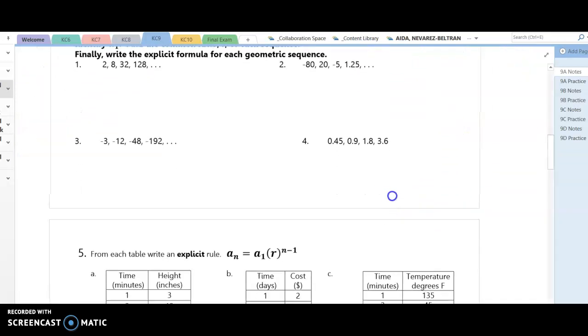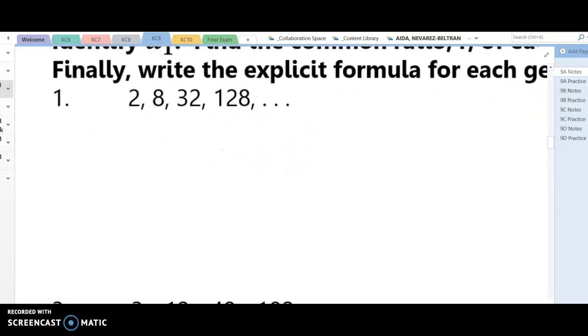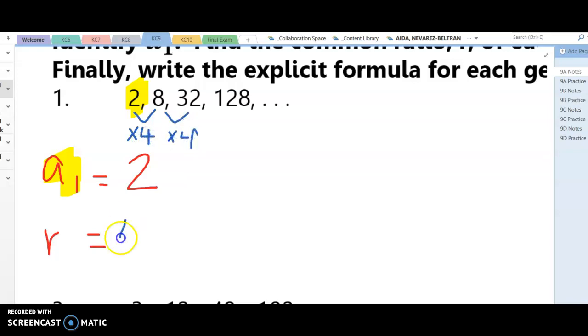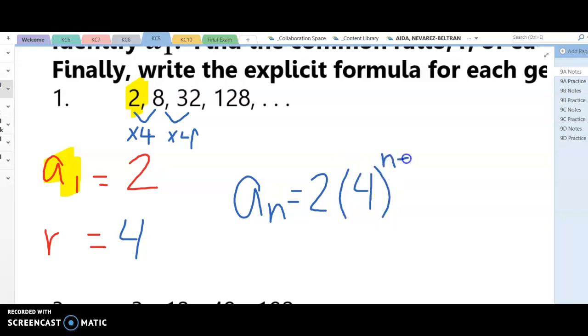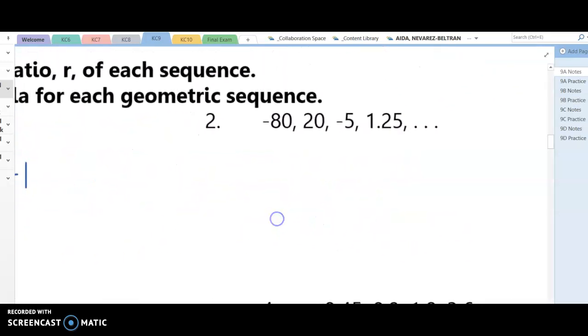Right, so now we're going to do a couple examples where it asks us to find the common ratio and then write the explicit formula. So the two things we need are A1 and R for all of our formulas. So A1 is the first number, so A1 is 2. Then R looks for the common ratio, so what your numbers are changing by. So each time you can see we are multiplying by 4. So our common ratio is 4. So our formula is going to be AN equals 2 times 4 to the N minus 1. Right? Next example.